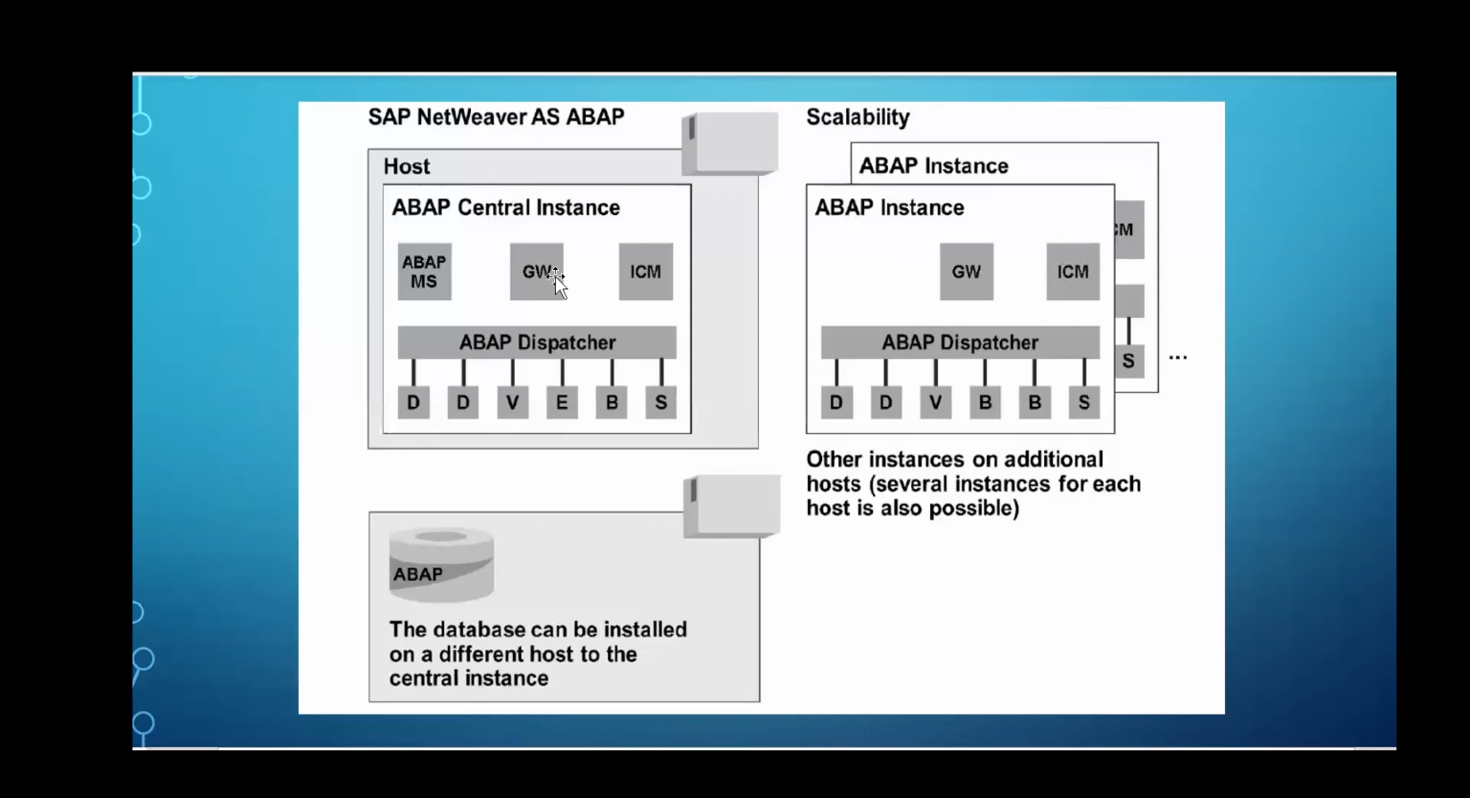And very, very important, in one application server, you will be having only one gateway process. You cannot have multiple gateway processes. Similarly, in an application server, you will be having only one ICM process. ICM is Internet Communication Manager. This is more connected with your web protocols, your HTTP protocols, and all those stuff. So clear with this core work process and the secondary work process in SAP system?